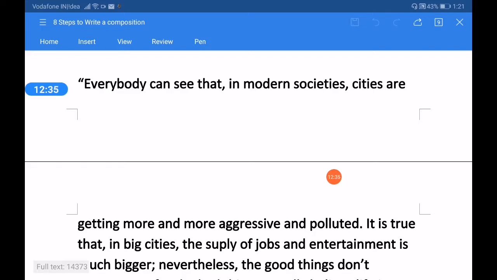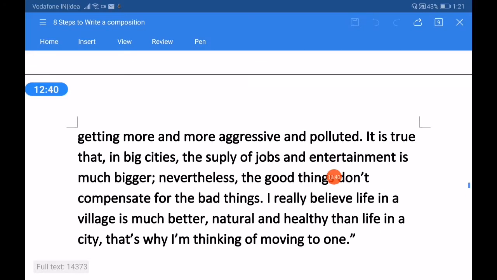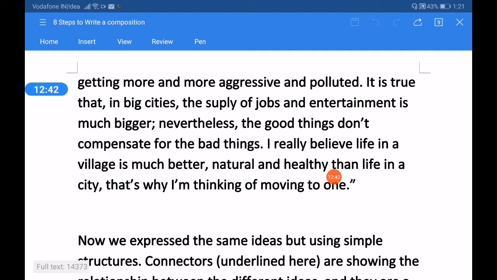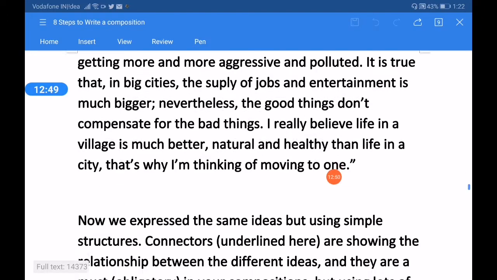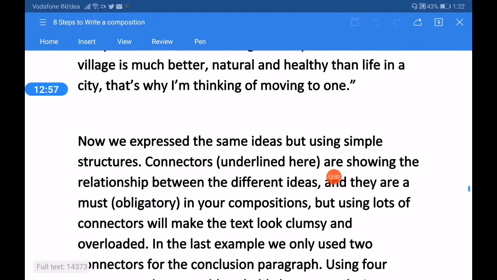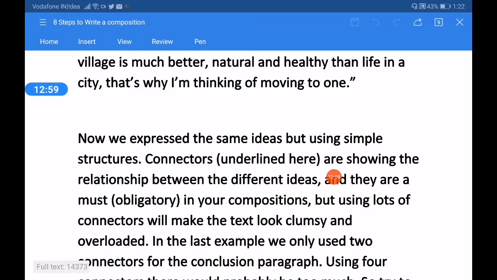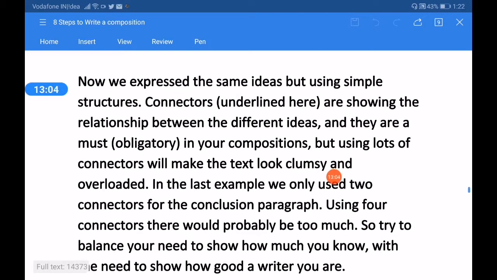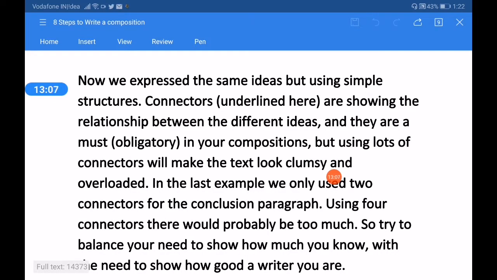Everybody can see that in modern societies, cities are getting more and more aggressive and polluted. It is true that in big cities the supply of jobs and entertainment is much bigger. Nevertheless, the good things don't compensate for the bad things. I really believe life in a village is much better, natural and healthy than life in a city. That's why I am thinking of moving to one. So this is a very simple one. So now we express the same ideas but using simpler structures.